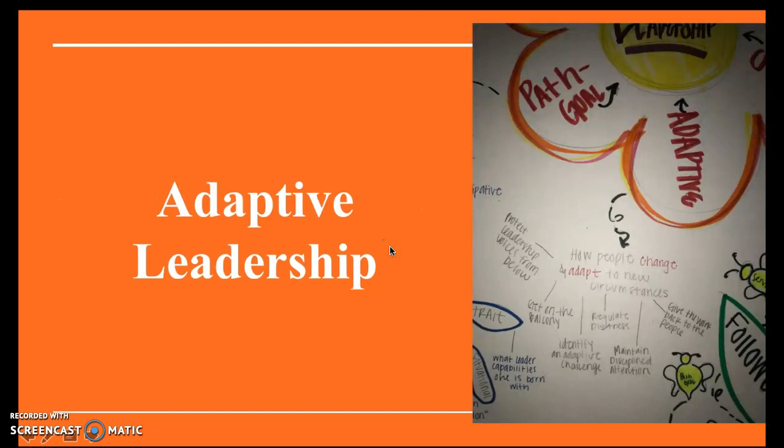And then adaptive leadership focuses on how people change and adapt to new circumstances. It is mainly about how leaders help others do the work they need to do in order to adapt to the challenges they face. These are basically the steps of adaptive leadership for the followers to follow: first, get on the balcony; then identify and adapt to a challenge; then regulate distress; then maintain disciplined attention; then give the work back to the people; and finally, protect leadership voices from below.